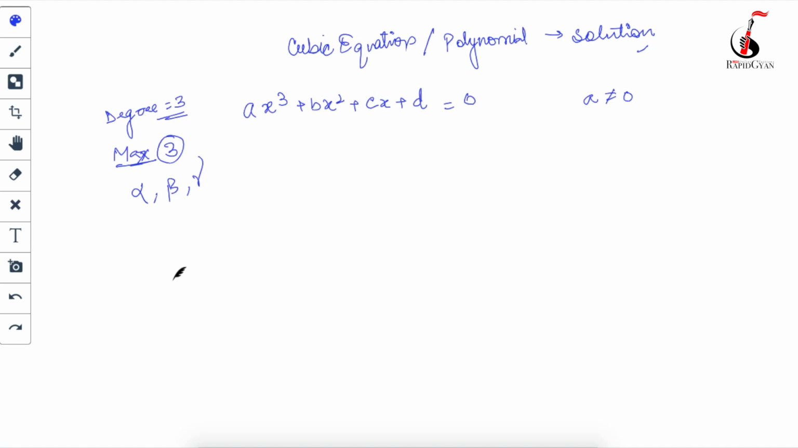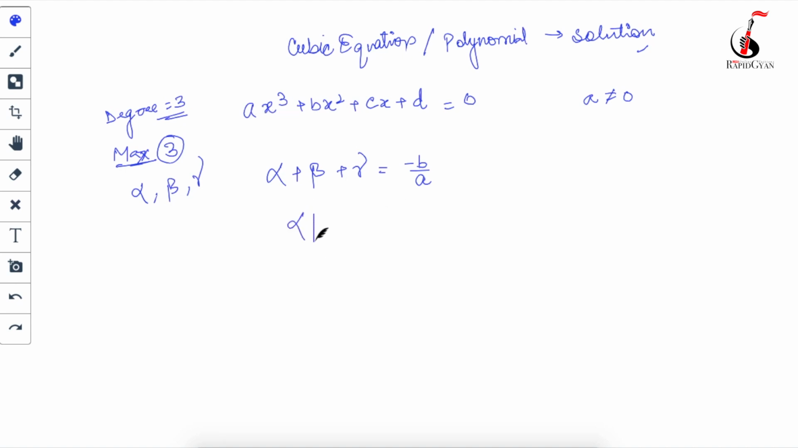There are a few relationships. I'm assuming that you already know them, but if you don't, I'm going to tell you. The relationship is that if you sum these roots, alpha plus beta plus gamma, you will get minus b upon a. Here b is the coefficient of x square and a is the coefficient of x cube.